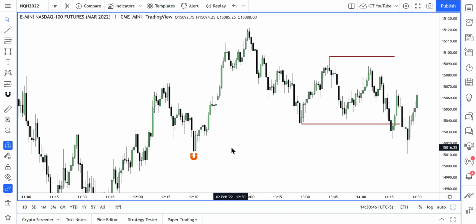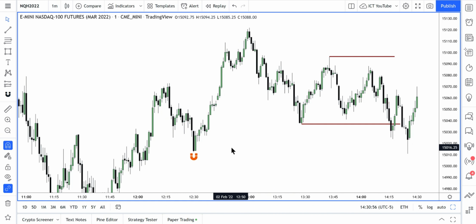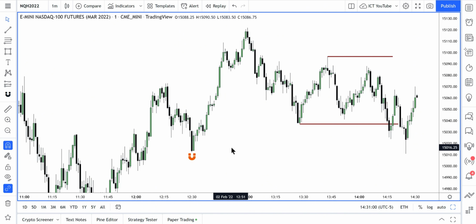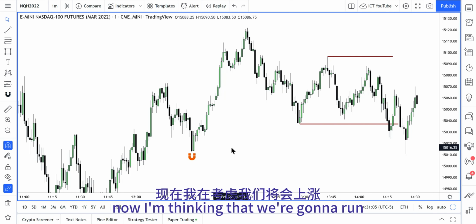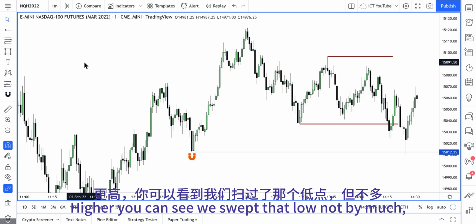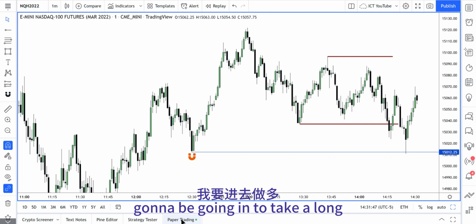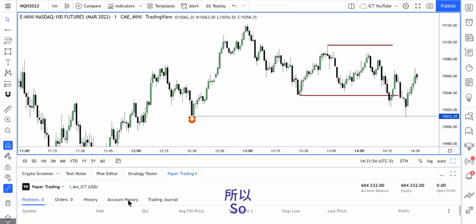All right, so we have the market running up, broke a swing high. So now I'm thinking that we're going to run higher. You can see we swept that low. Not by much, but that's all it's required. I'm going to be going in to take a long.